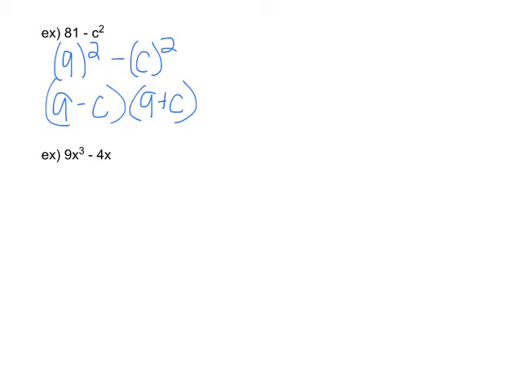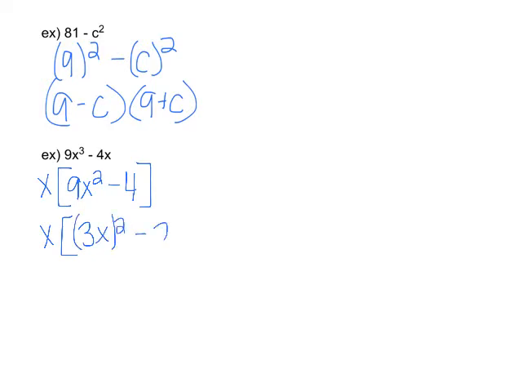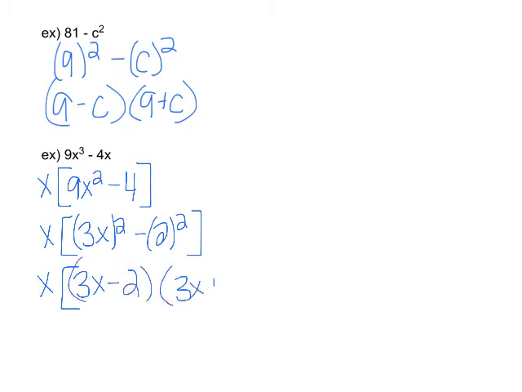For our next example, we're going to factor out an x. So I'm left with x, 9x squared minus 4. And when I rewrite this to have a squared minus b squared, I'm going to have that x times 3x squared minus 2 squared. So then I can rewrite to say x times 3x minus 2 times 3x plus 2 as my final answer.